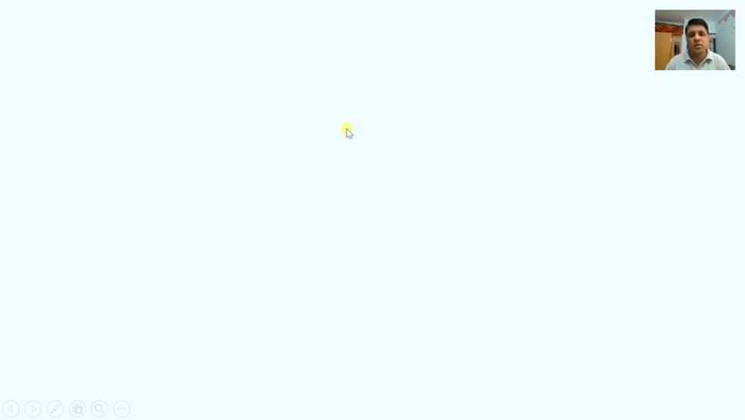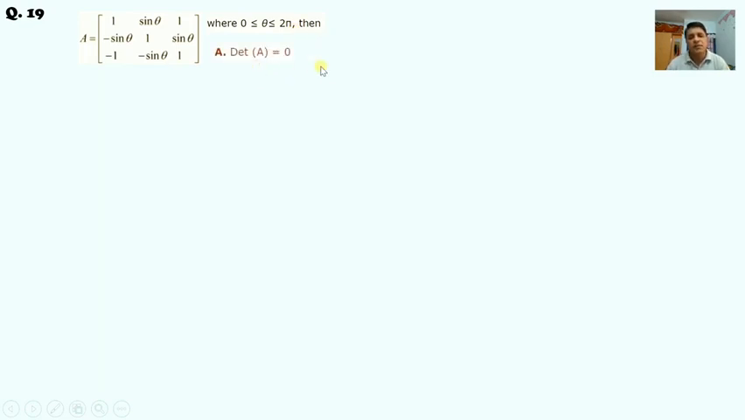Now we take one more question, which is of MCQ nature. So let us start that. We have given this matrix A = [[1, sin θ, 1], [-sin θ, 1, sin θ], [-1, -sin θ, 1]], where θ is from 0 to 360 degrees. Then we have four options.